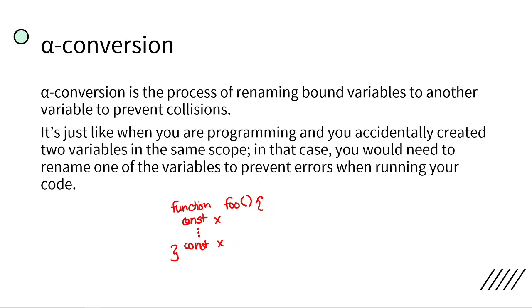So in this case, as a programmer, you rename whichever x you want, either the first x or the second x, into another variable so that they are not the same and do not collide. Let's just say we rename it into A. After renaming it into A, there are no more collisions between variables in our program. It's the same thing in lambda calculus. To do that, we perform alpha conversion.